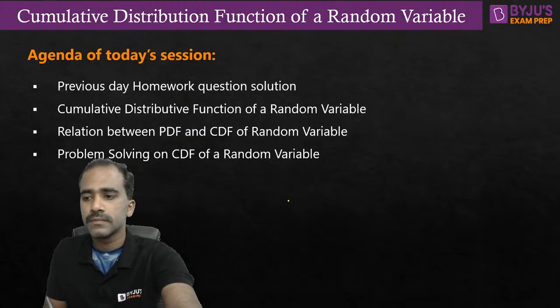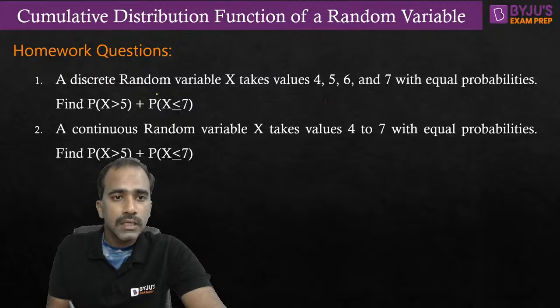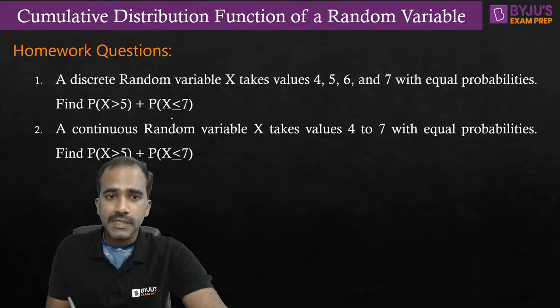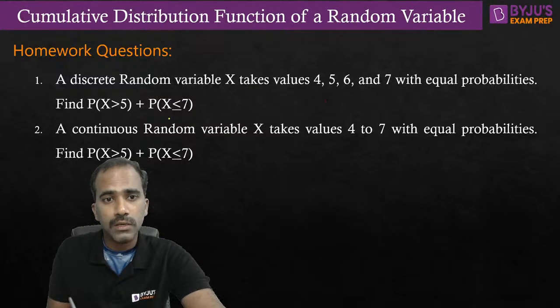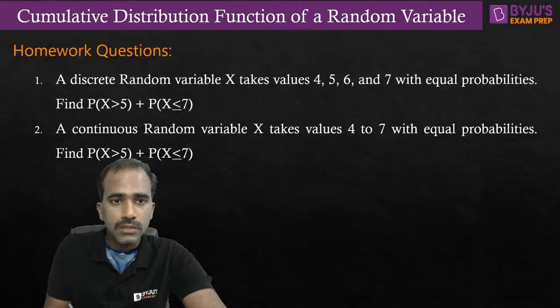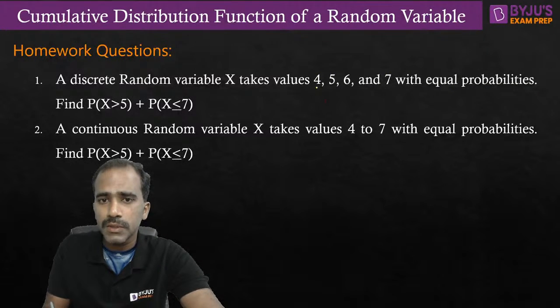Okay. So let's move on to the next slide. These are the 2 homework questions I gave in yesterday's session. Let us solve them quickly and we'll move on to today's topic, cumulative distribution function. A discrete random variable x takes values 4, 5, 6, 7 with equal probabilities. See this one? X is taking 4 values, 4, 5, 6, 7, with equal probabilities.